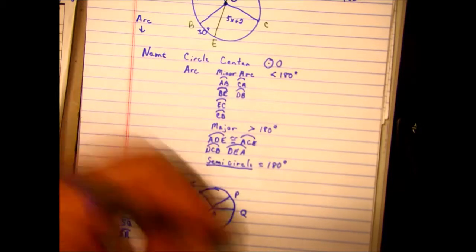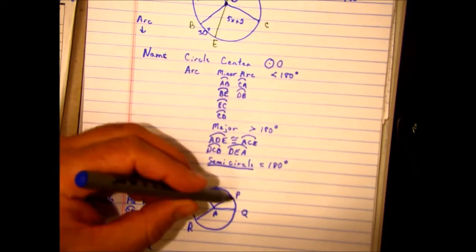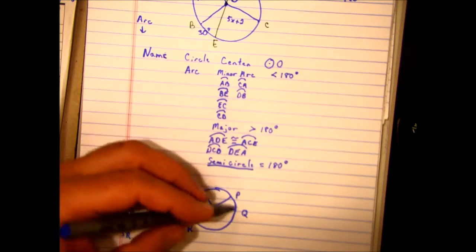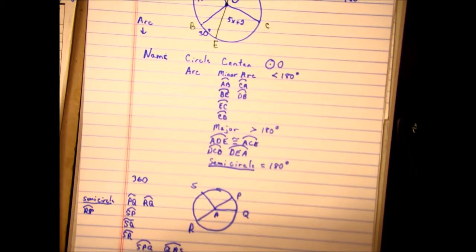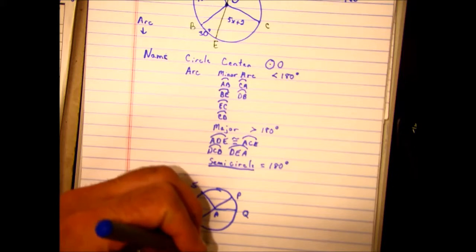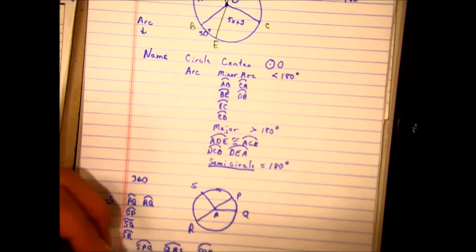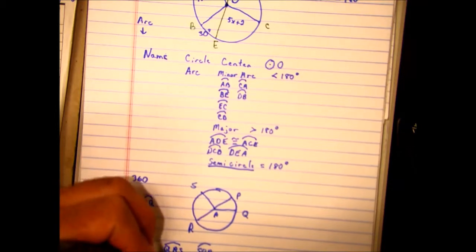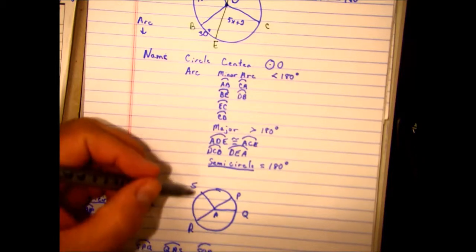And then your major arcs, which would be SPQ, QRS, SQP, SPR, and last but not least, RSQ.